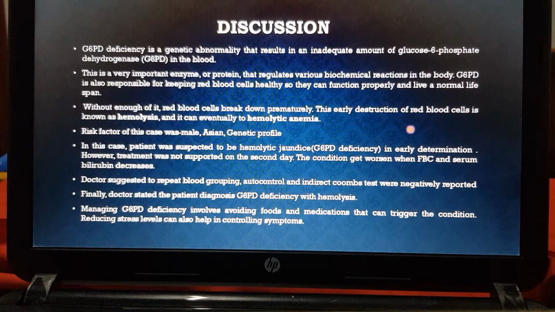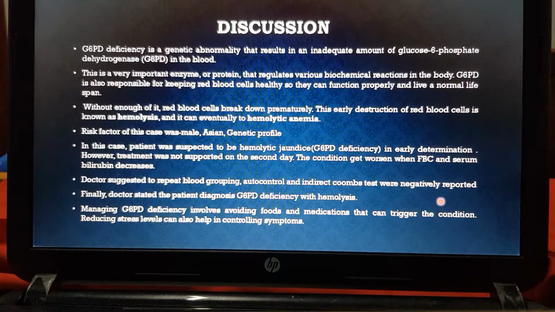lead to hemolytic anemia. In this case, the risk factors are that he is a male, his genetic profile is X-linked inherited, and he is Asian. The patient was suspected of hemolytic jaundice from G6PD deficiency at early determination. However, the treatment was not supported on the second day. The condition worsened when the FBC and serum bilirubin decreased. Doctors suggested repeating blood grouping; autocontrol and indirect Coombs tests were reported negative. Finally, doctors diagnosed the patient with G6PD deficiency with hemolysis.